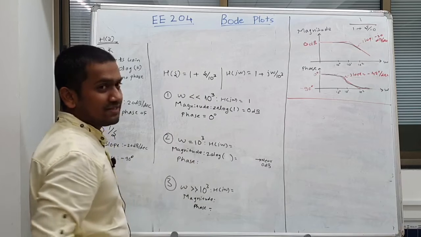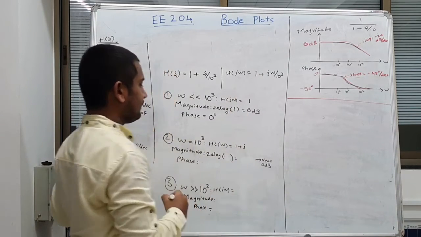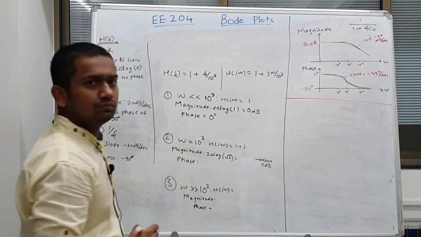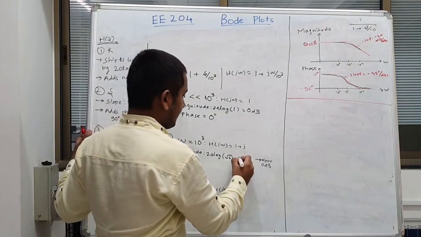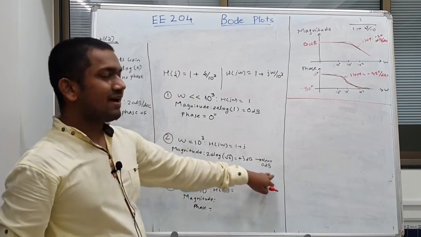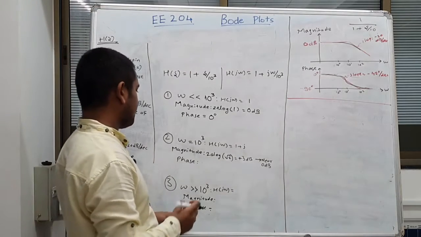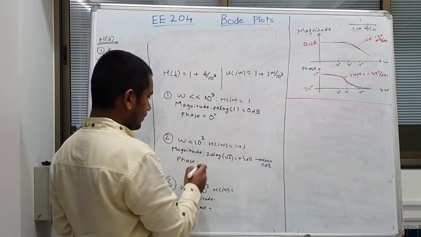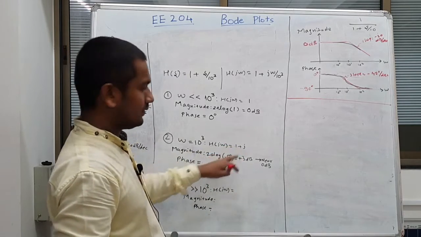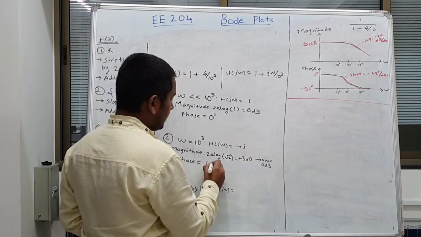At the corner frequency, this term becomes 1 plus j. Magnitude of it will be 20 log of square root of 2, and that will be plus 3 dB, which again can be said as near 0 dB for our quick analysis. Phase in this case will be tan inverse of 1 by 1, that is tan inverse of 1, which is 45 degree.